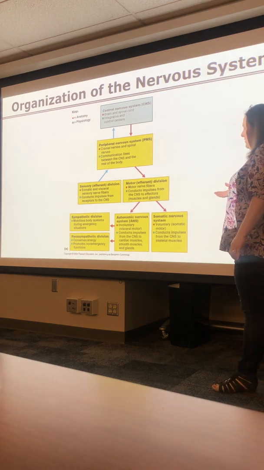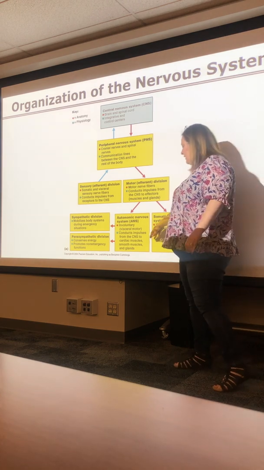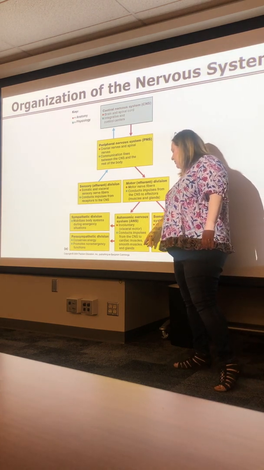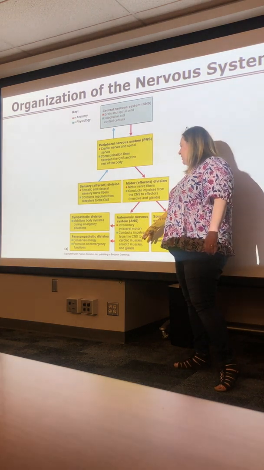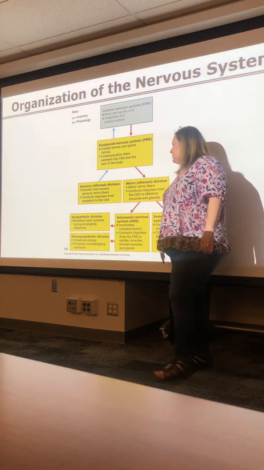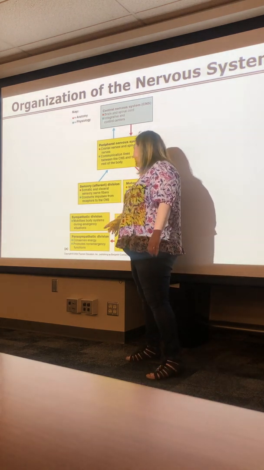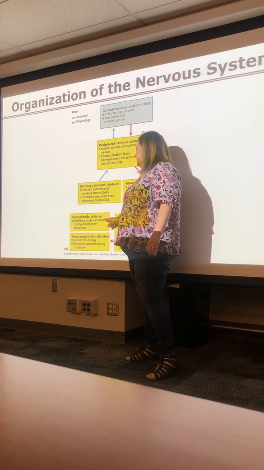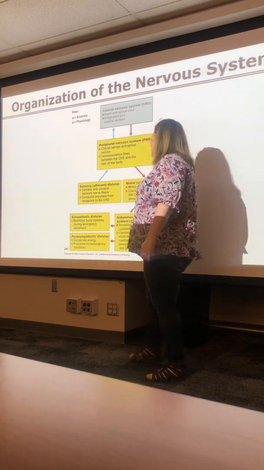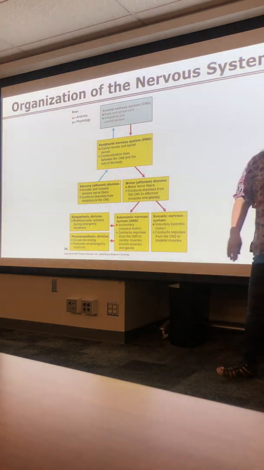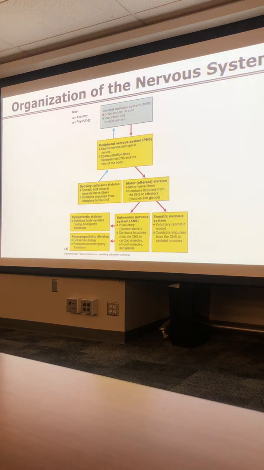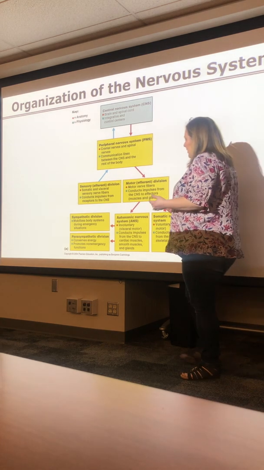But with the autonomic nervous system, again, we're going out to effector organs, which are cardiac muscle, smooth muscle, and glands. And this autonomic nervous system can be divided into two parts, the sympathetic division and the parasympathetic division. The sympathetic division is going to be your fight or flight division, so it's going to mobilize the body in extreme or emergency circumstances. And so it does things like increases heart rate, increases respiration, things along those lines.